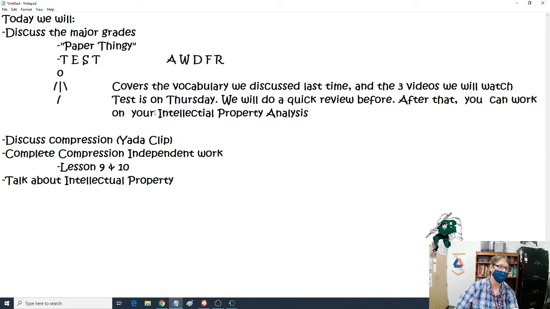And then after that, you can work on your intellectual property analysis, which is the actual name for paper thingy. Okay? So that when you talk to your folks at night and they say, did you do anything exciting? You're like, well, I made some good progress on my intellectual property analysis. And then it sounds like you're doing much cooler things.